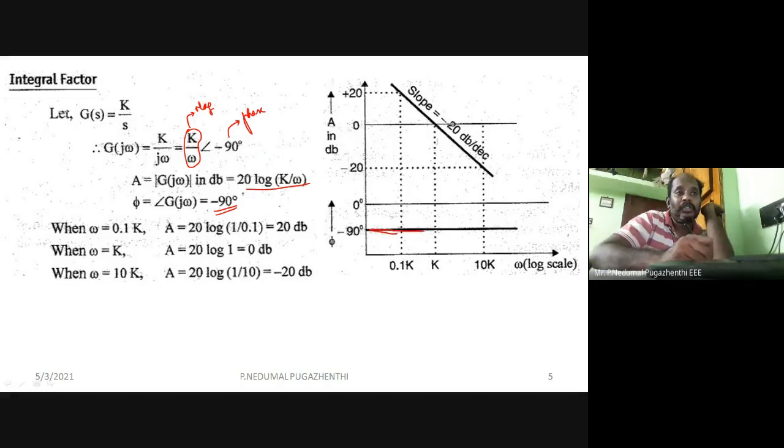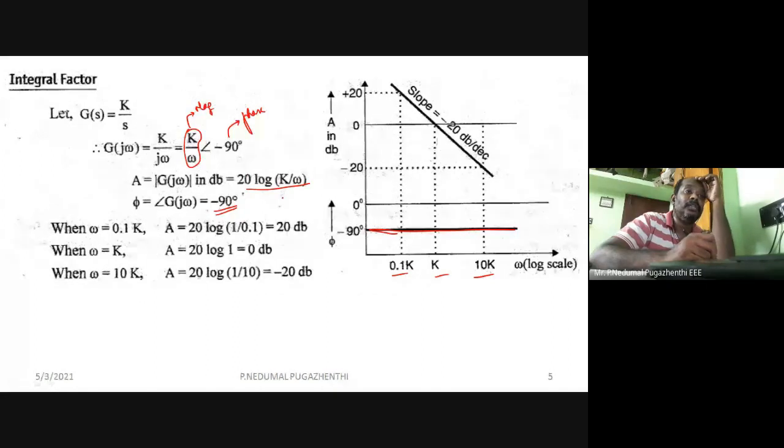The angle is continuously there at minus 90 degrees, for whatever value of omega you choose. But the magnitude is going to be a function of omega because omega is there. If you put different values of omega from 0 to infinity, then you will have a negative slope according to this given equation. If omega is equal to 0.1, that is 1 by 10, then 20 log of that value will give you a different value.